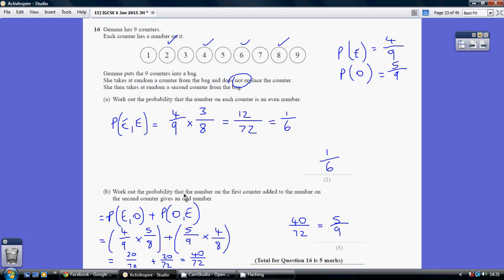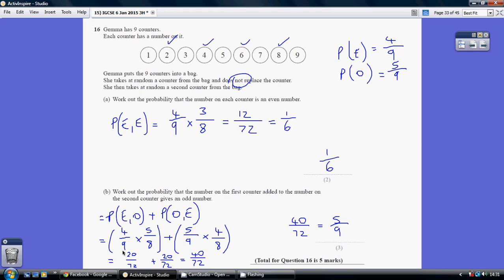Now work out the probability that the number on the first counter added to the number on the second counter gives an odd number. Now you get an odd number when you have an even added to an odd or an odd added to an even. So we've got to work out the probability of either of these, okay? An even odd or an odd even, because both of those give us an odd number when you add them together. So let's take each in turn.